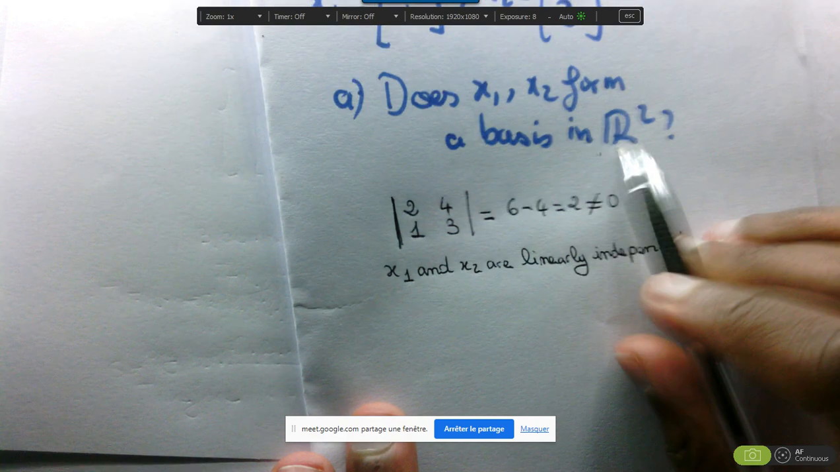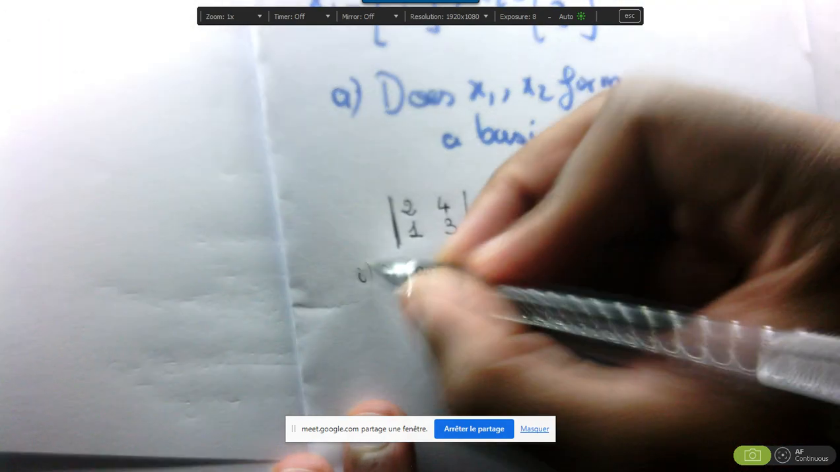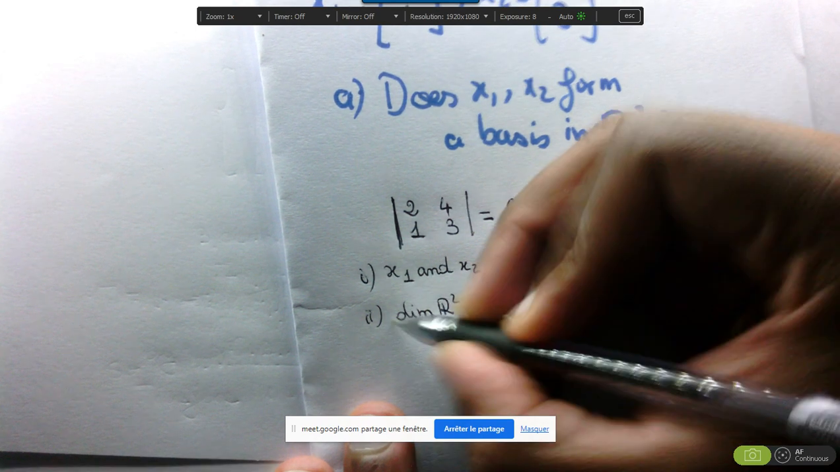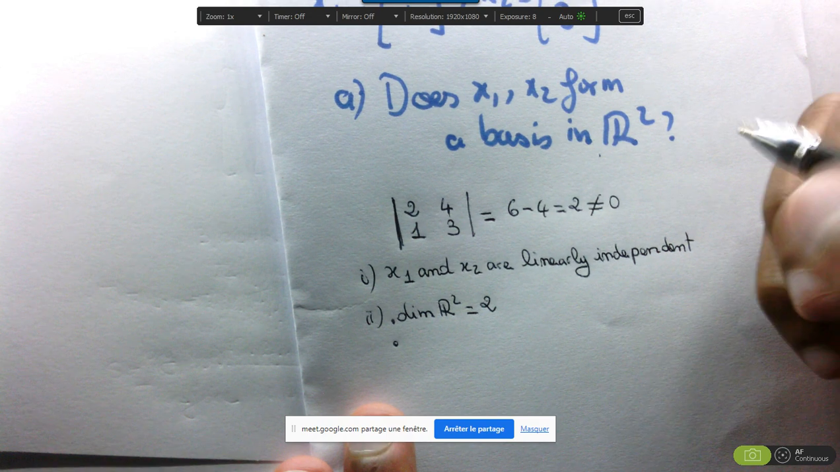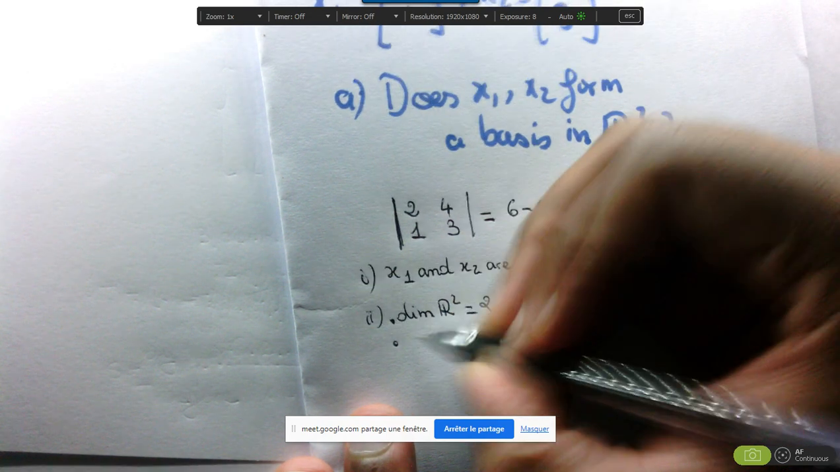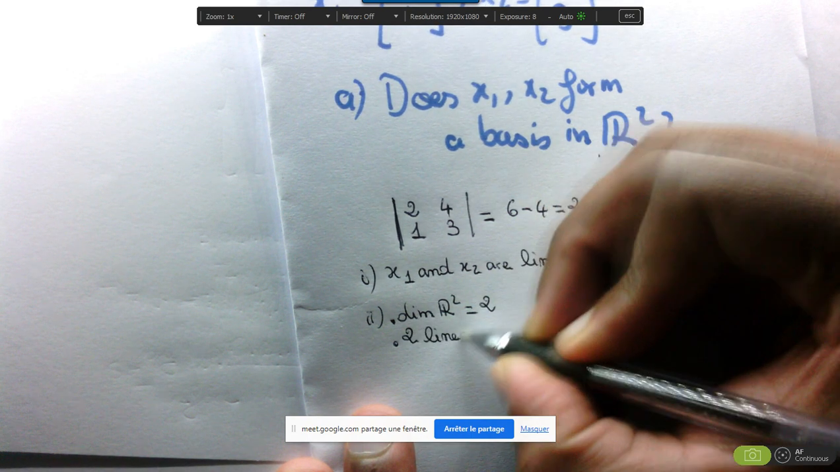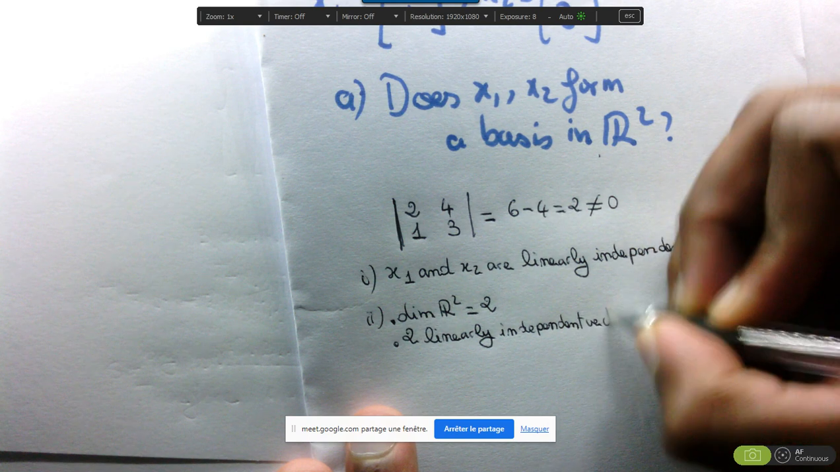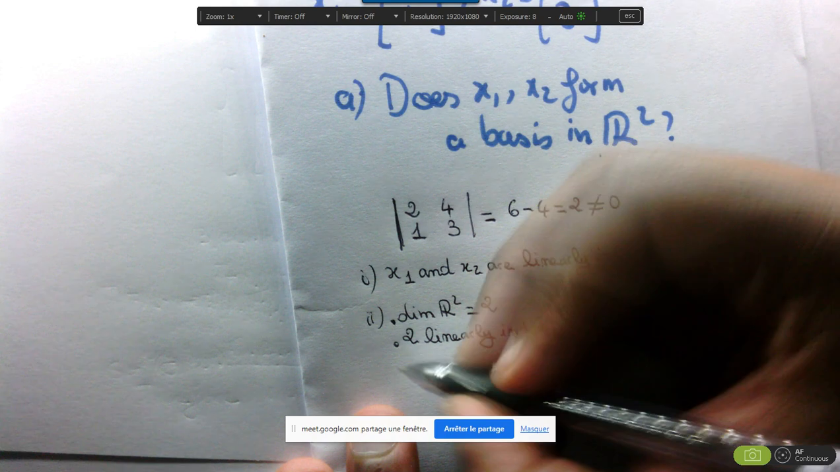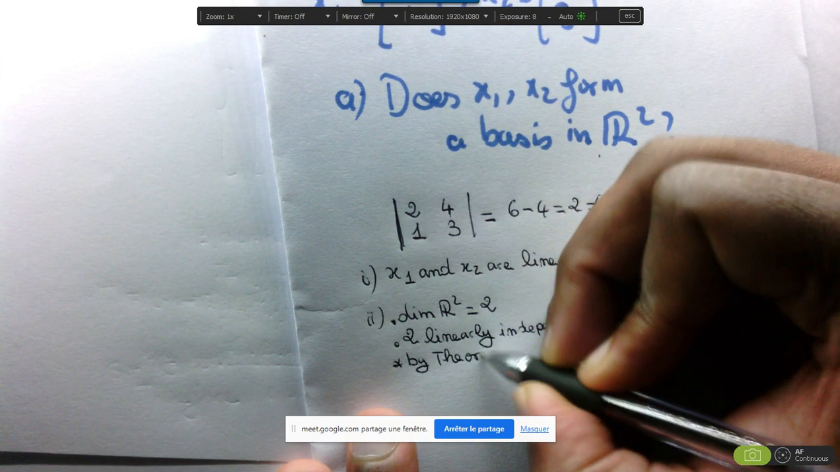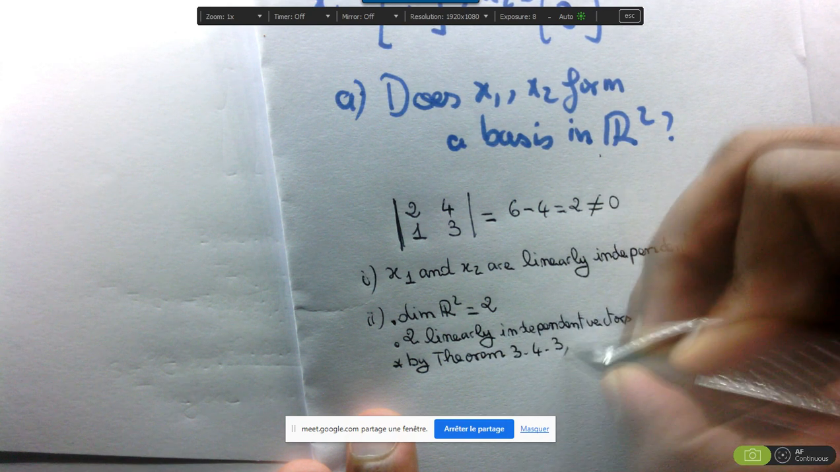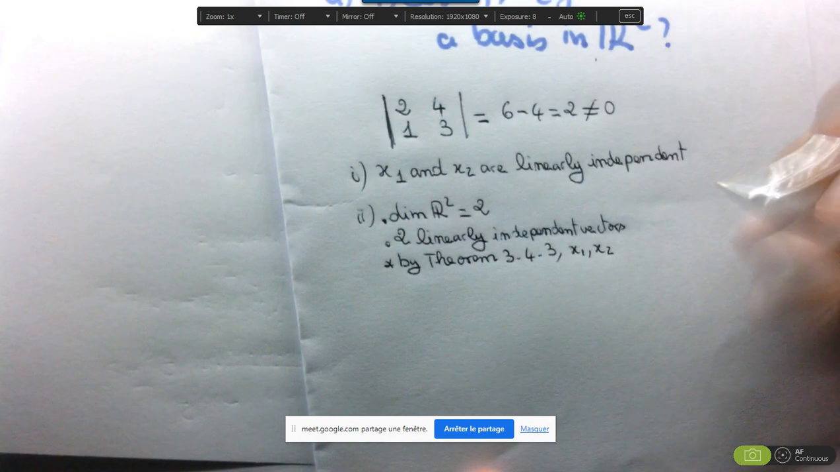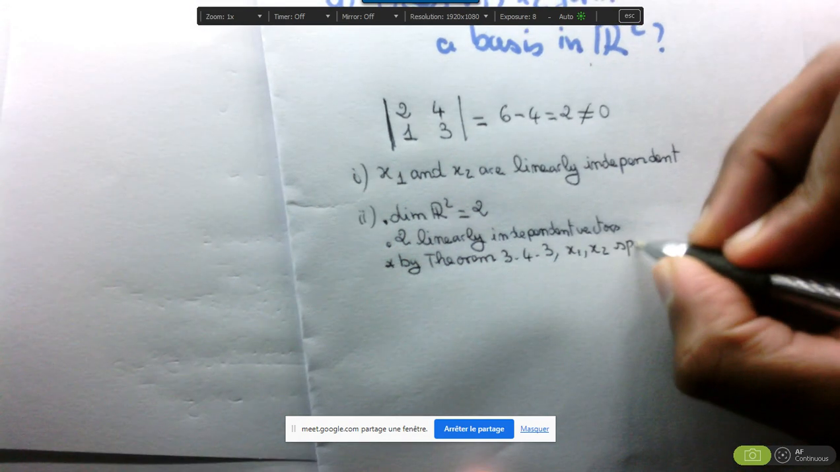That's the first part. Now the second part: the dimension of R2, our vector space, is 2, and at the same time we have two linearly independent vectors. So by theorem 3.4.3, x1 and x2 span R2.